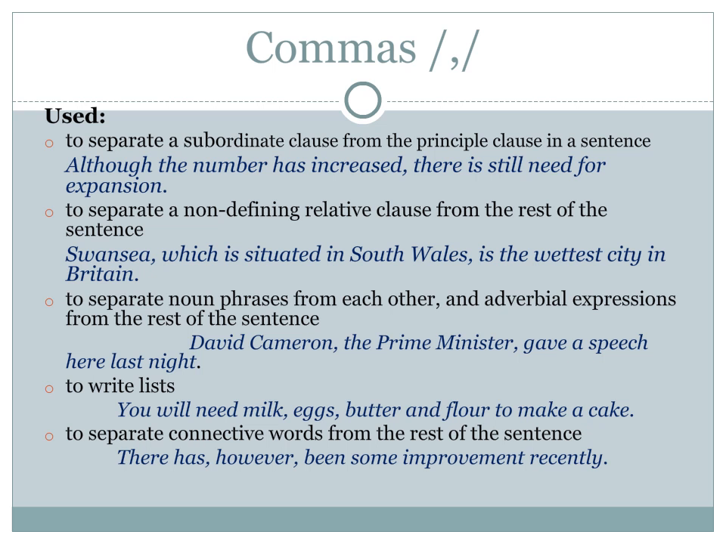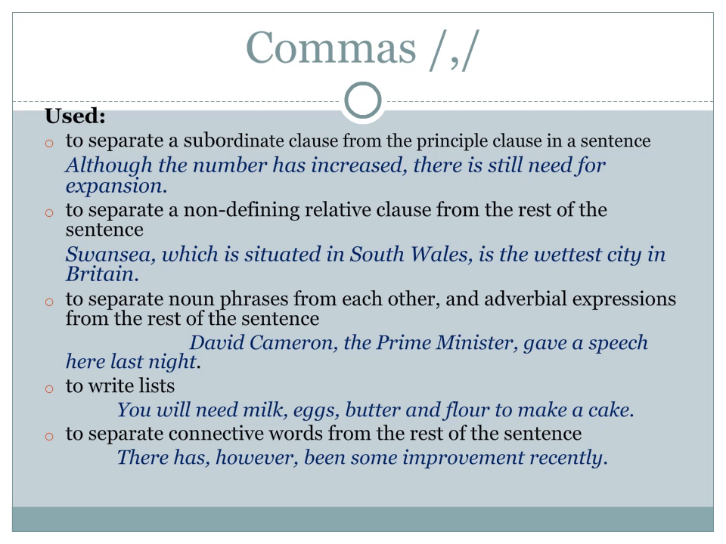Commas are used to separate a subordinate clause from the main clause in a sentence. So for example, look at the following sentence. Although the number has increased, comma, there's still a need for expansion. So the main part of the sentence is after the comma.